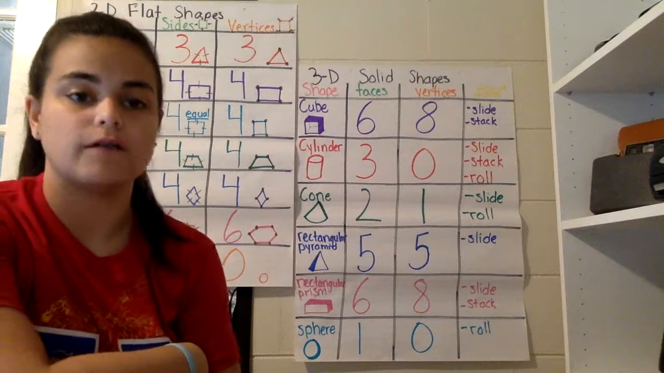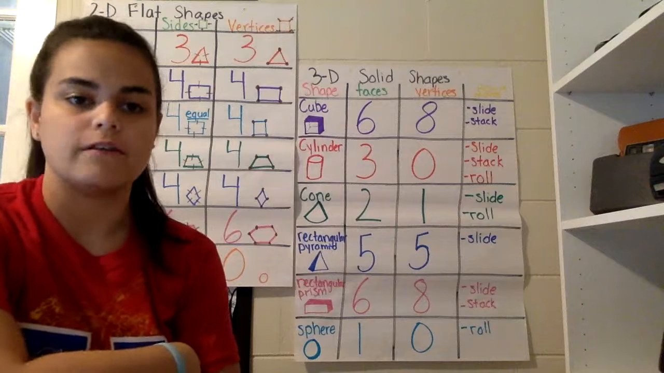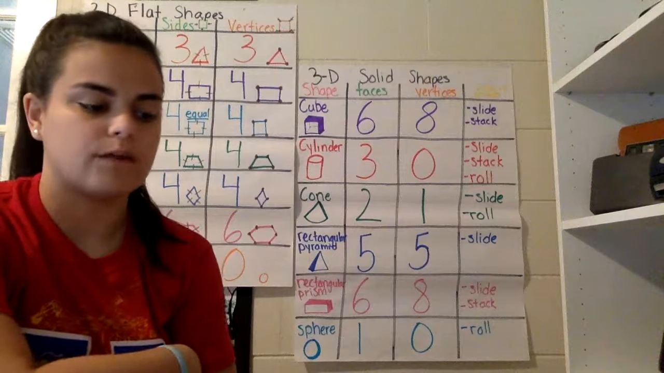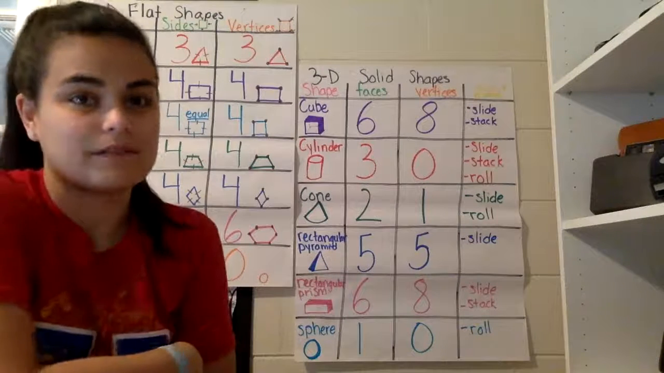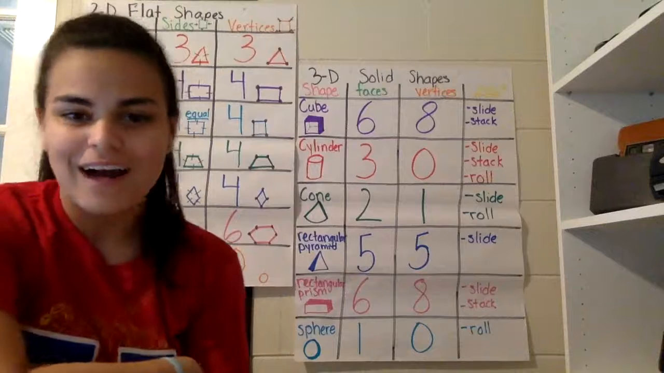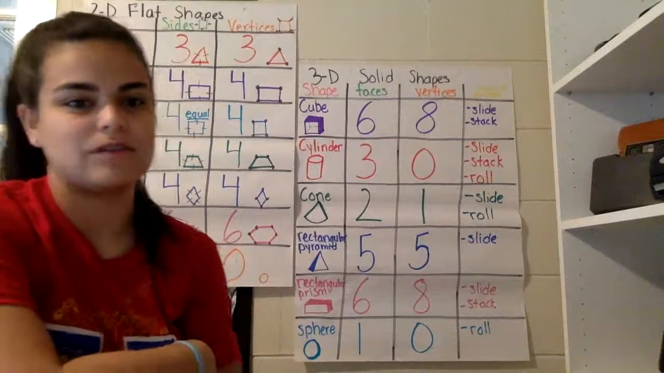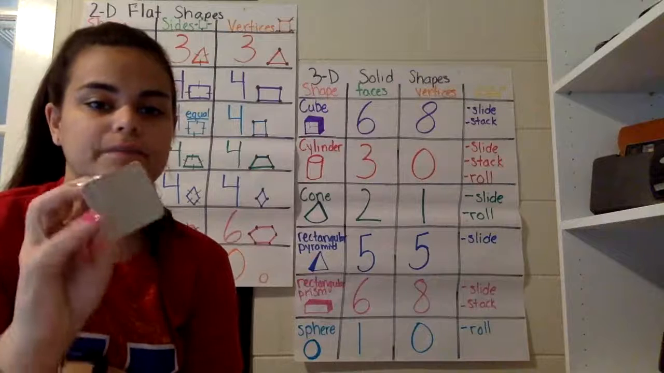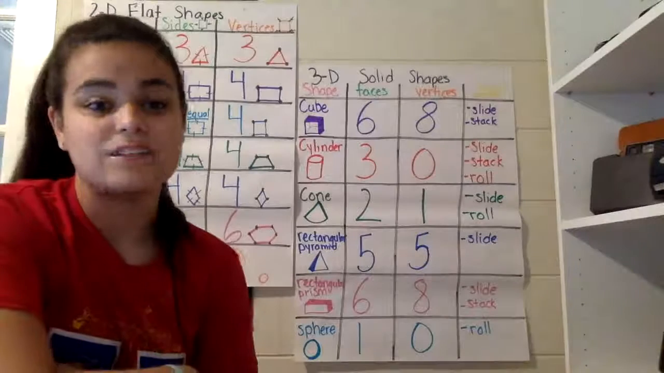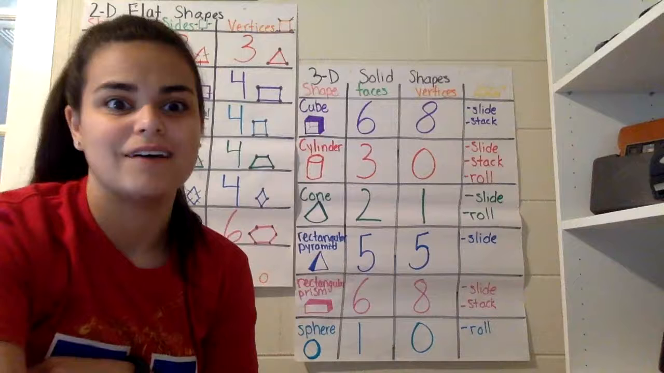I want you guys to try to find things like a sphere or a cube or cylinder around your house. See if you can find those around your house and where they are hiding, because they're hiding all around us. So good luck. Try to find those shapes and still think about those 2D flat shapes that are on the faces of our 3D solid shapes. Awesome job, guys.